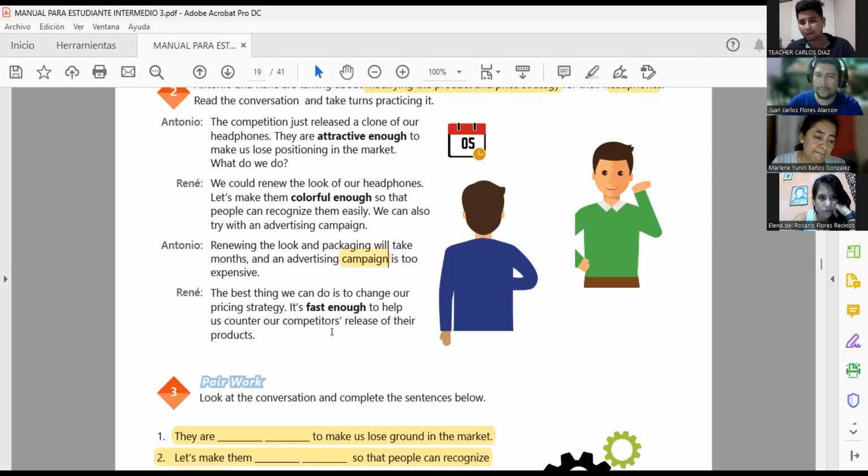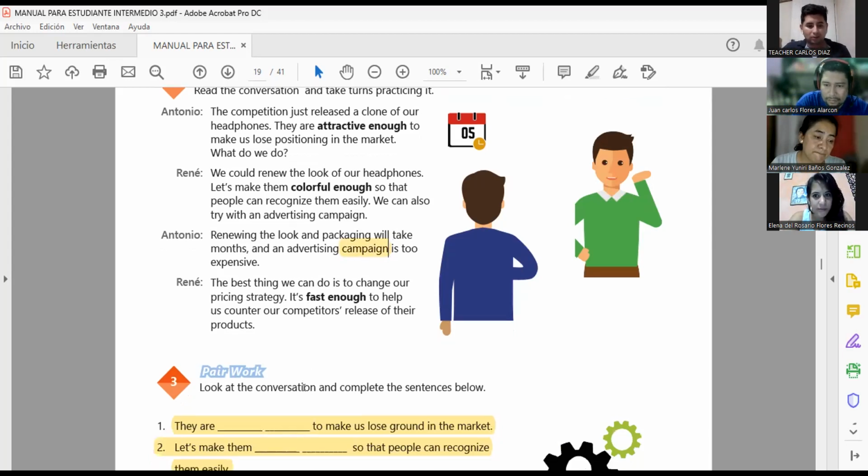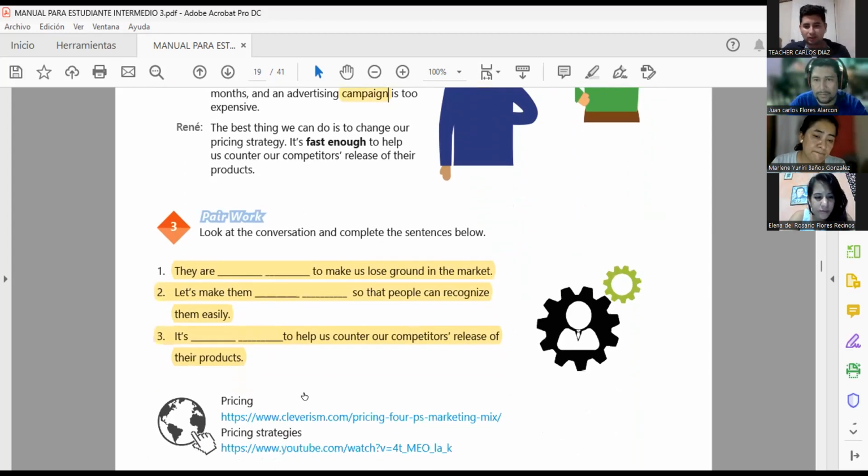We can say Samsung just released the new iPad. Al revés. Apple just released the new iPad. Samsung just released the new cell phone. Yes. Okay. Good. Let's see the sentences.